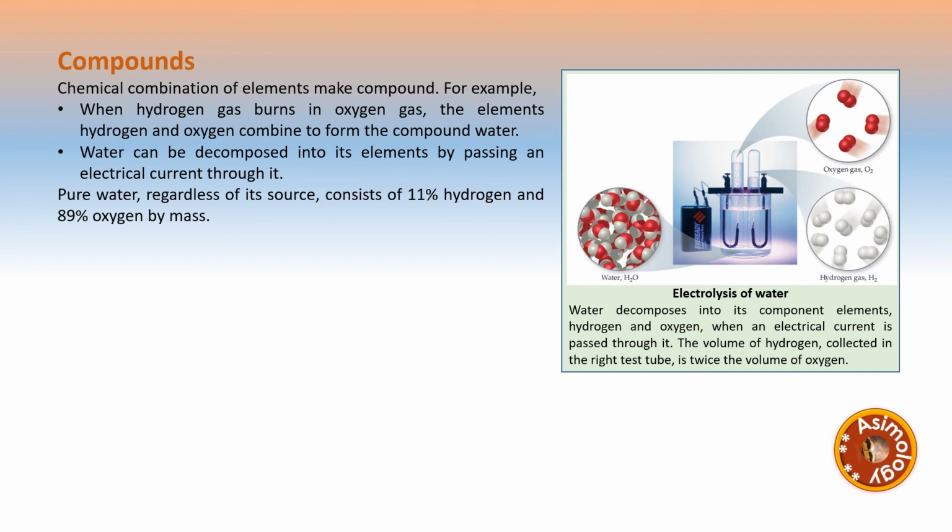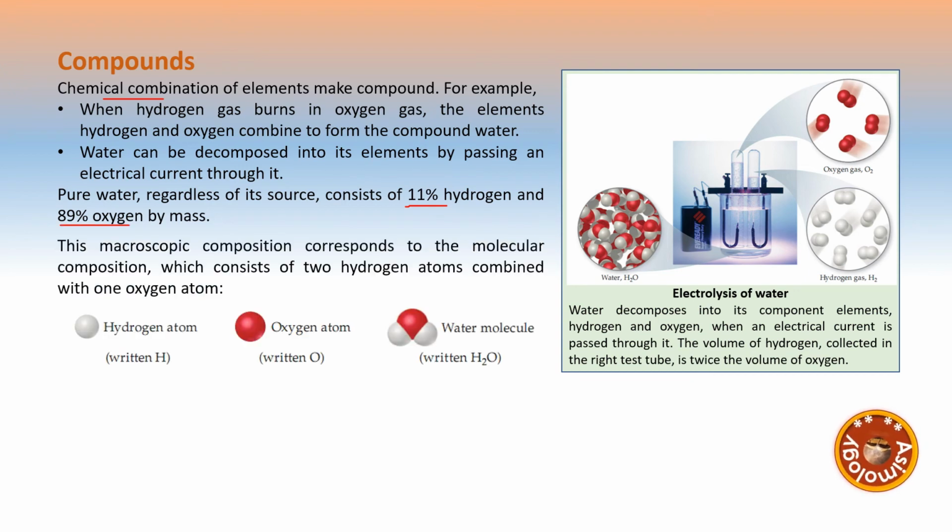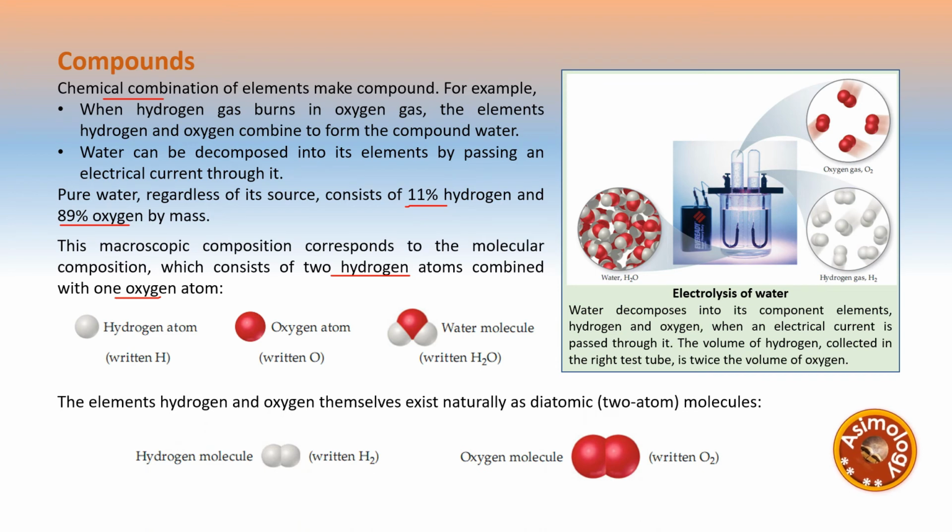Compounds. A chemical combination of elements makes a compound. For example, when hydrogen gas burns in oxygen gas, the elements hydrogen and oxygen combine to form the compound water. Water can be decomposed into its elements by passing an electrical current through it. Pure water, regardless of its source, consists of 11% hydrogen and 89% oxygen by mass. This macroscopic composition corresponds to the molecular composition, which consists of 2 hydrogen atoms combined with 1 oxygen atom. The elements hydrogen and oxygen themselves exist naturally as diatomic, 2-atom, molecules.